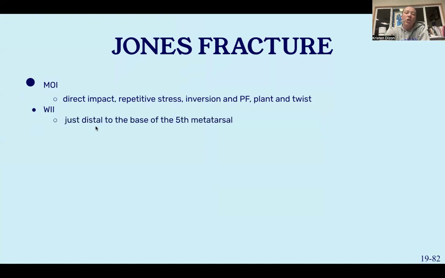What is injured? It's just distal to the base of the fifth metatarsal. So the fifth metatarsal is what's injured, and it's just distal to the base. So, actually, you know what? This should actually say proximal, guys. No, sorry, distal, going farther away. So the base is the end of it. If I have the bone right here, the base is here, but then the Jones fracture is going to happen right there.